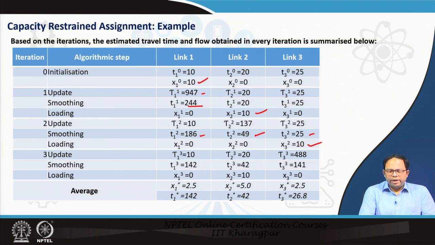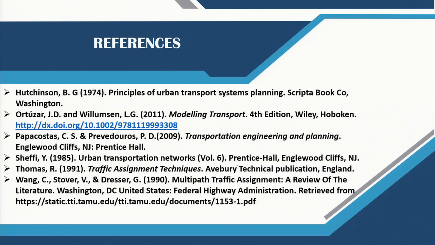This keeps on going, and eventually after, suppose, 3 iterations we stop, then we find the results by averaging all the values. So we find x1 is 2.5, x2 is 5 and x3 is 2.5, and the travel time T1 is 142, T2 is 42 and T3 is 26.8. So this is a capacity restraint assignment, and we see now the link volume is assigned between all the different links, all the different paths you can say. So these are the references you can study.